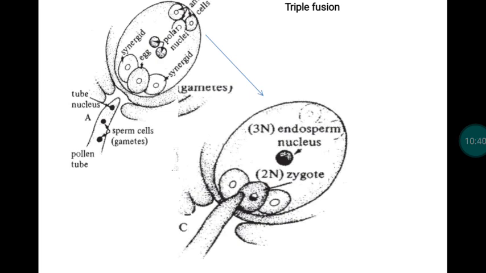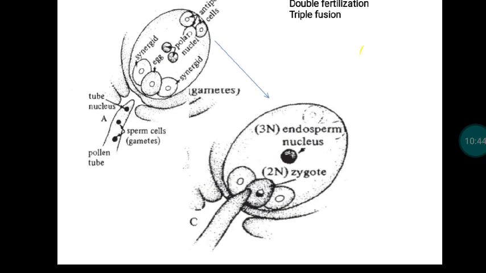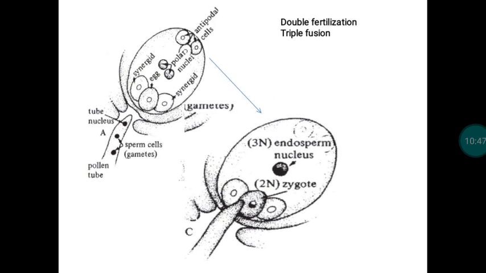So here, in the total process, two types of fertilization occur. One is the union of the male nucleus with the egg cell. The second is the union of the male nucleus with the polar nuclei. Because of that, this process is popularly known as double fertilization. As an outcome of double fertilization, the zygote and the endosperm nucleus are developed.